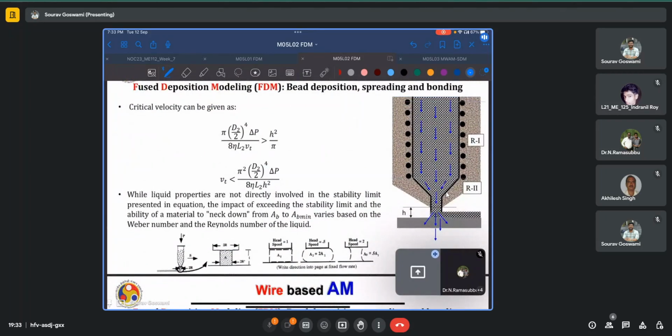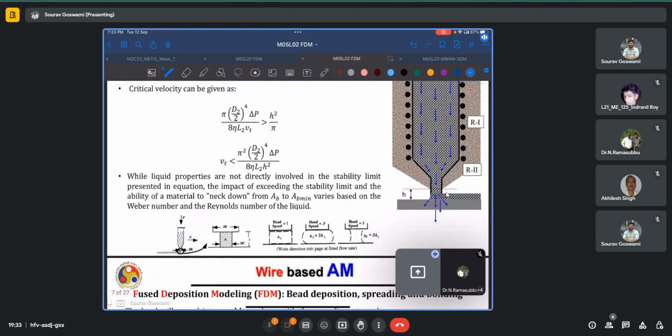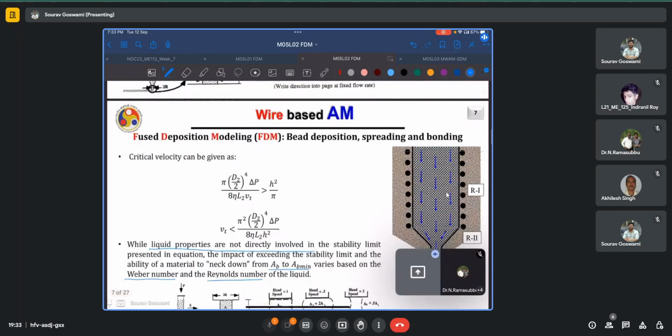Again, the critical velocity can also be calculated, and we can place a limit that this velocity should be less than pi squared d2 by 2 times 4 del p by a delta L 2 h square. And from the equation, it might appear that the liquid properties are not directly involved in the stability limit, but the impact of achieving the stability limit and the ability of the material to neck down from AB to the critical value, which is AB min, is affected by some of the inherent properties or the commonly known flow numbers, such as the Weber number and the Reynolds number. So I'll just touch on these also.